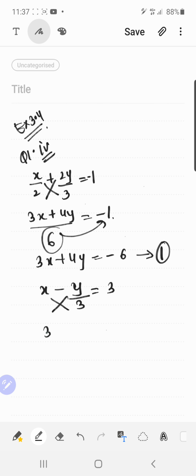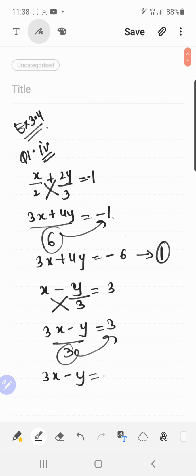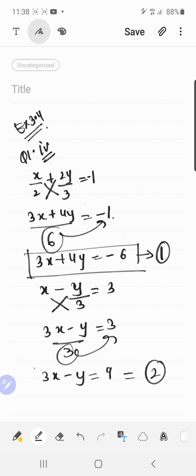Again, as I said, you have to take the LCM. Take this 3 on this side. So you got 3x minus y is equal to 9 as your equation number 2. Once you got two linear equations, my dear kids, follow the elimination method which I have shown you in my previous video. That method you have to follow here. The only thing was this was a complex equation given to you and you have to just convert it into simpler linear equations to solve further.